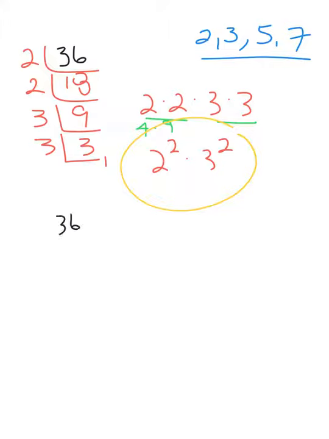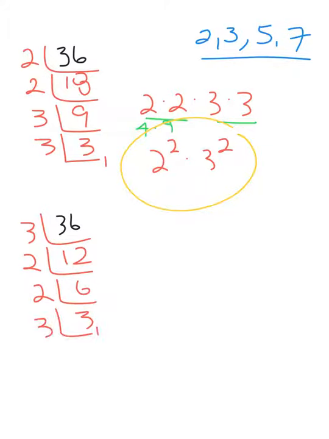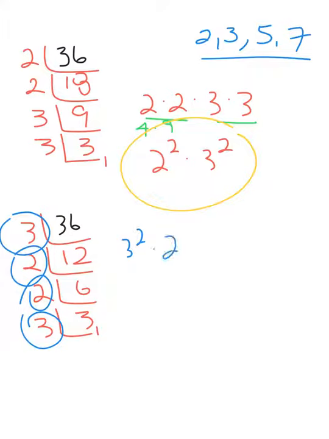So I'm going to do 36 again, but this time I'm going to divide by 3 just to show you that it is going to work. So we can divide by 3. 36 divided by 3 is 12. Let's say you wanted to divide by 2 here. 12 divided by 2 is 6. 6 divided by 2 is 3, and 3 divided by 3 is 1. So you're going to get the same answer. Here's your 3 squared, and then here is your 2 squared. And thinking about the property that allows you to multiply in any order, the commutative property, which is why we can divide by 3s or 2s, whichever one you want.